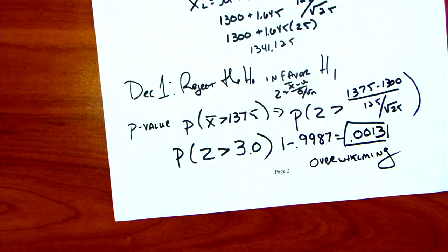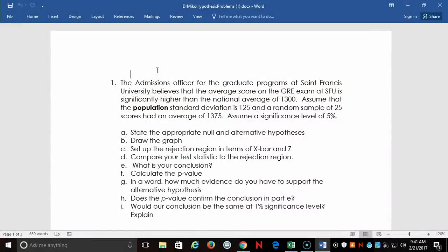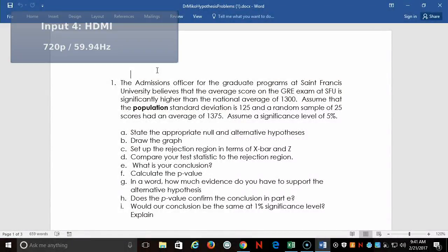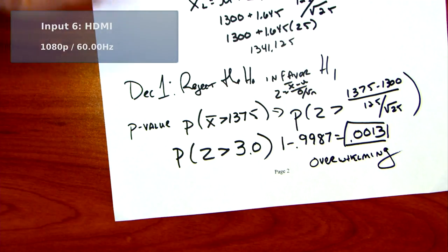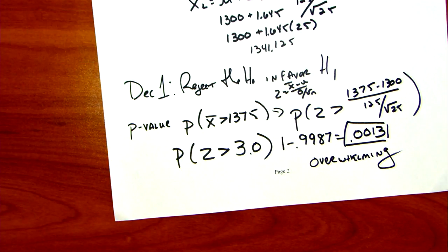Okay, and H says, does it confirm the conclusion in part E? The answer to that is yes. And I says, would our conclusion be the same at the 1% significance level? Well, I don't care how you do this, but think about it. At the 1% significance level, I'm saying I need overwhelming evidence. I have overwhelming evidence, so would I still reject the null and favor the alternative? I would, right? Does this make sense?